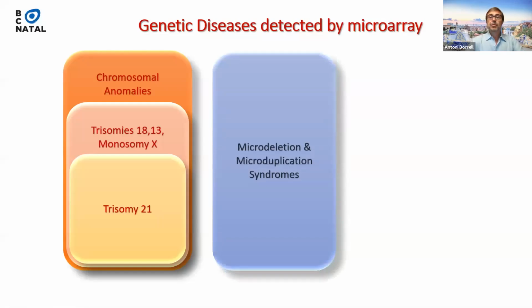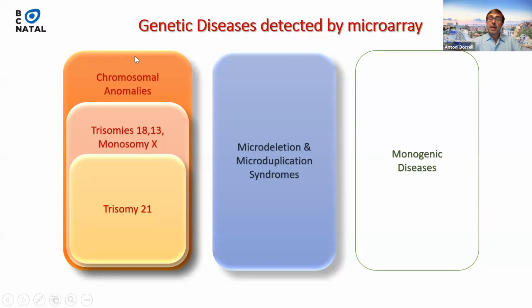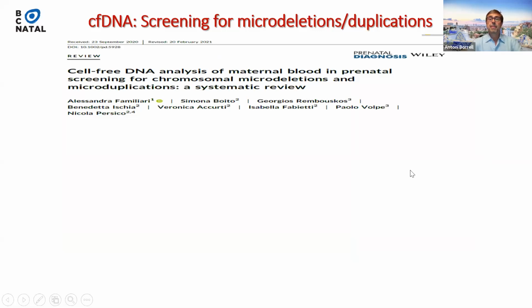Let's move to the other type of genetic disease, microdeletions and microduplications, that are not seen in a karyotype. They can be as frequent as the chromosomal anomalies, and they can be detected by microarray. Microarray can detect the chromosomal anomalies and microdeletions, microduplications, but it doesn't detect monogenic disease.